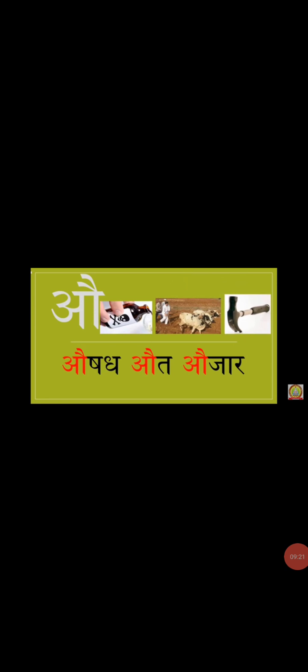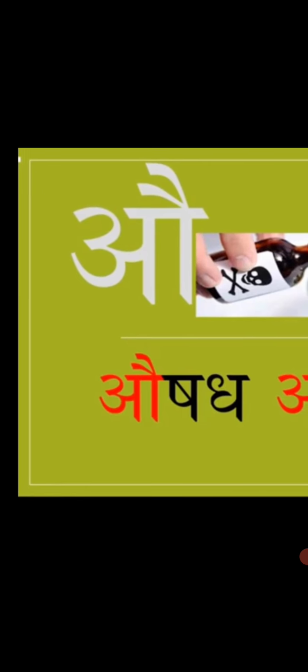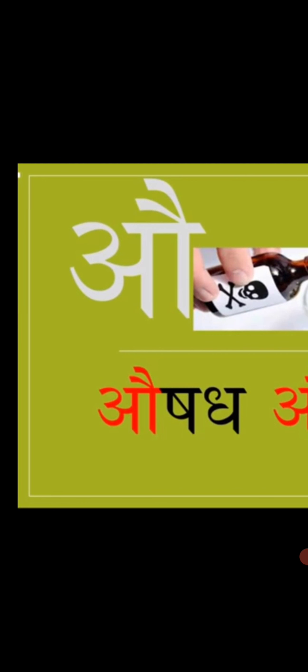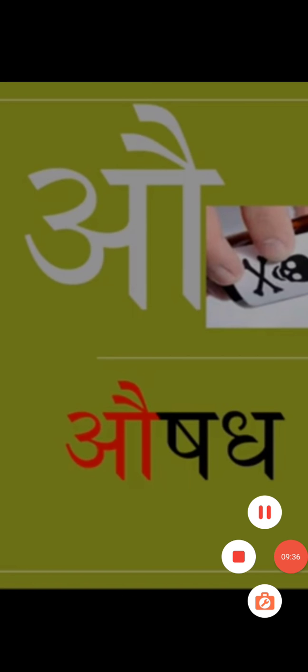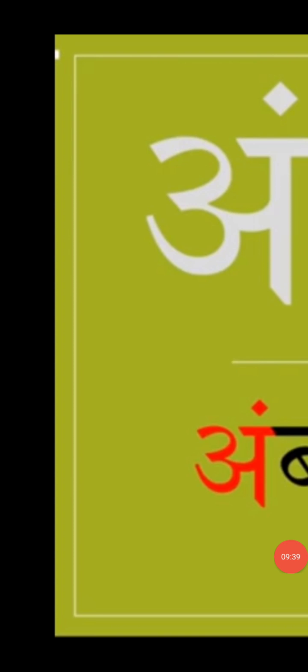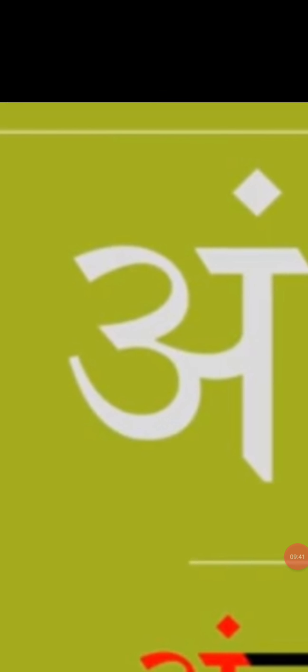Now here is the next one. Au. Au means what, children? Very simple one. You know, when you are not well, what do you have every day? Yes, we have our medicines, and for medicine in Marathi we call aushad. Here comes our next letter.